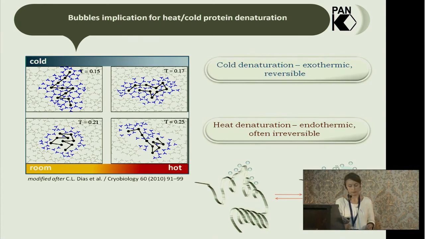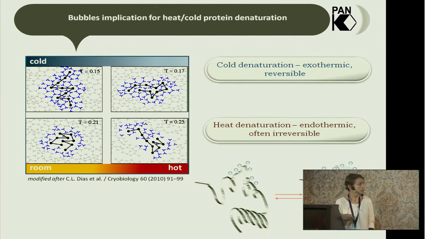And yet another process for which our findings can have some implication is that of heat and cold protein denaturation. So we know that the proteins are nicely folded at about physiological temperatures, but then when we cool down the solution and when we heat the solution, they denature. So if we think about cold denaturation, this is an exothermic process, and this is usually reversible.